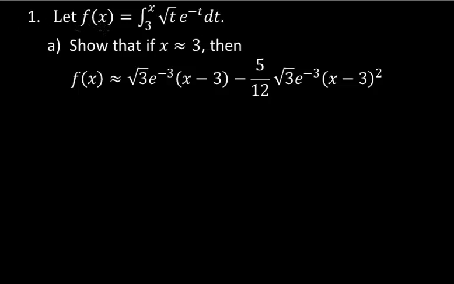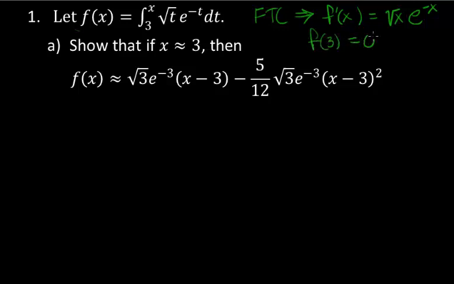When you see a function defined with the variable as the upper limit of integration, go over and say to yourself, the fundamental theorem tells me that the derivative of f of x is the square root of x e to the minus x. That's the fundamental theorem. And I also know that f of 3 is equal to 0. These two things come from the fundamental theorem, so let's write them down, and I guarantee you in this problem we'll be wanting to use that.